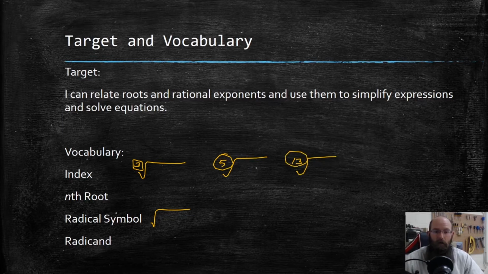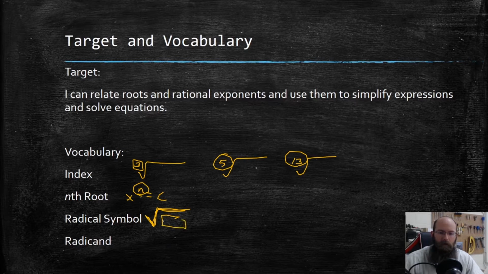Now our nth root, that's just referring to this little equation here. So if I had something like x raised to an nth power equals c, nth root just means whatever that exponent happens to be. That's the root I would need to find out what x is. Then again, a radical symbol is just that squiggly line. You've done that a bunch of times. And then the radicand, that's the thing that's underneath my radical symbol. That's my radicand.